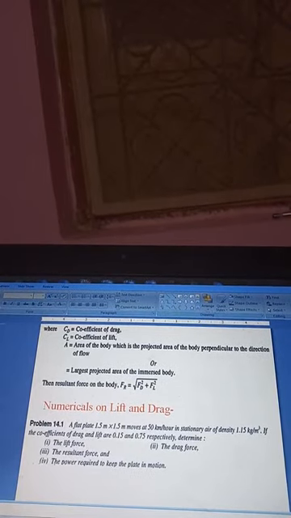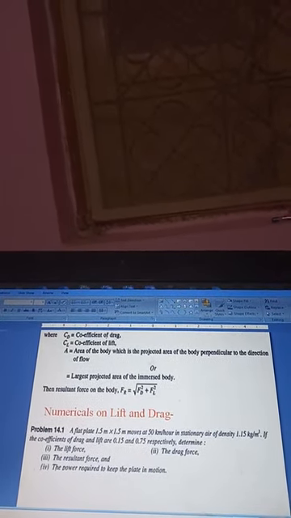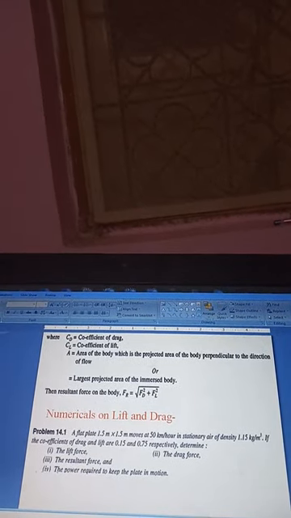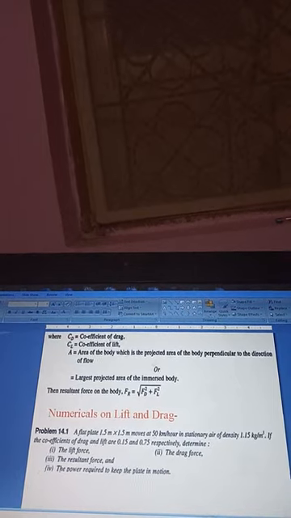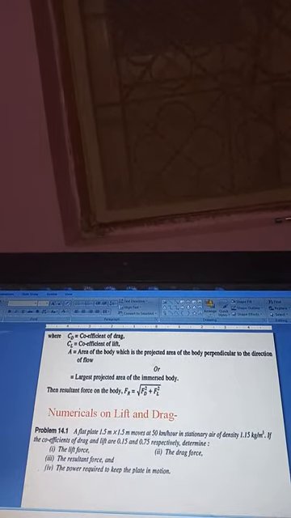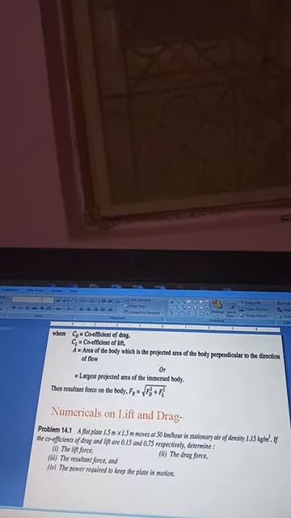So let us take the numericals, and remember that after calculating the drag and lift force you can take the resultant to calculate the resultant force on the body, as shown in the slide. Fr is equal to under root of Fd square plus Fl square. So let us take the first problem based on lift and drag.